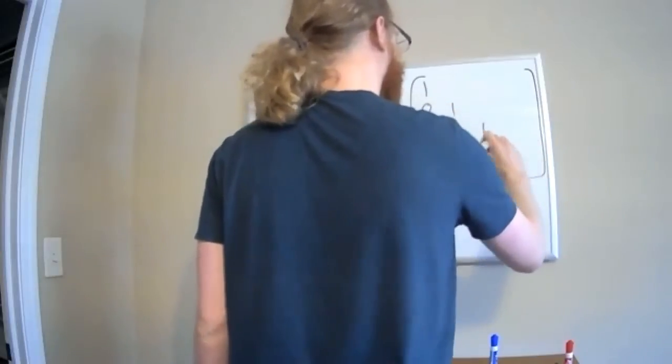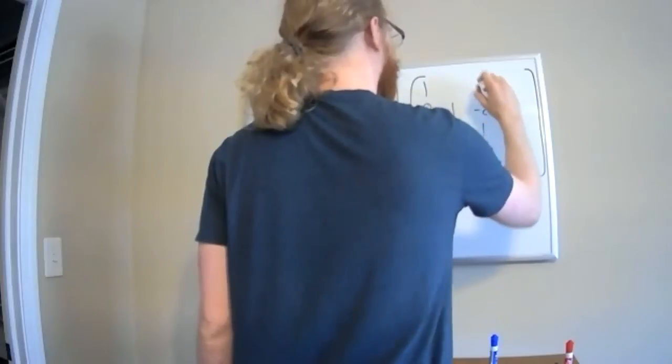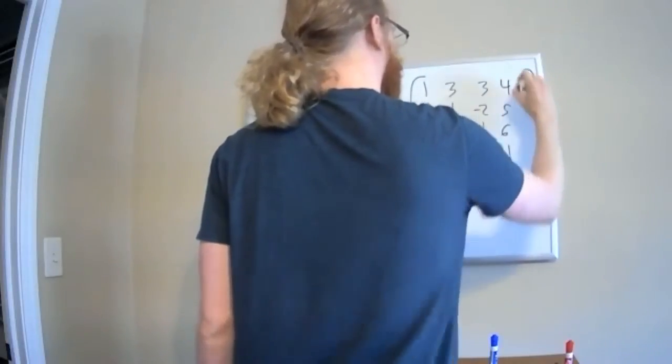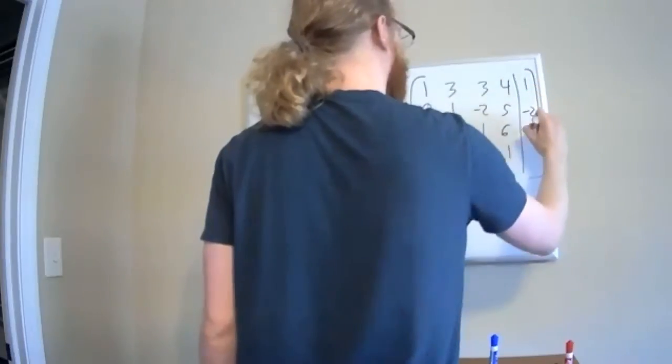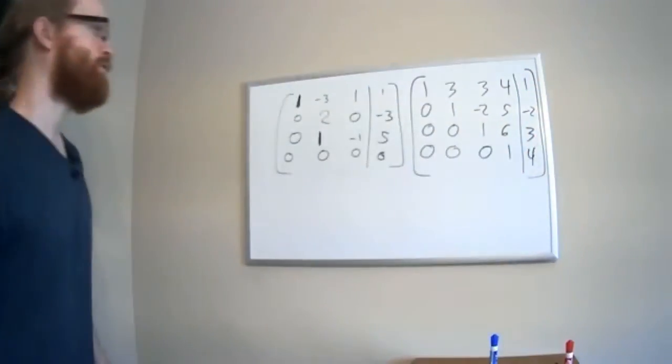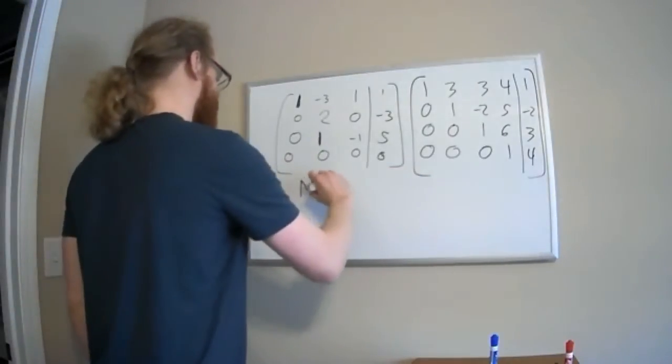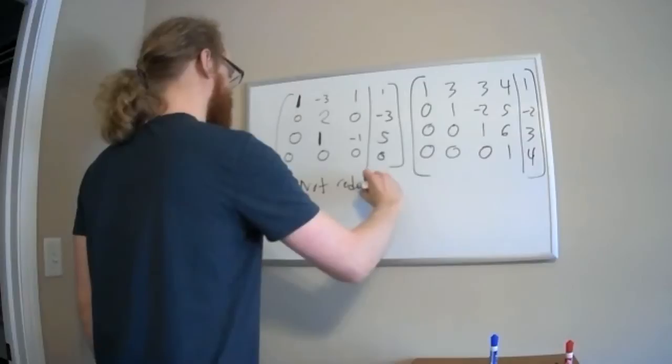Maybe here's a better example. Here's another matrix. This one is reduced. So here's not reduced. This one is reduced.